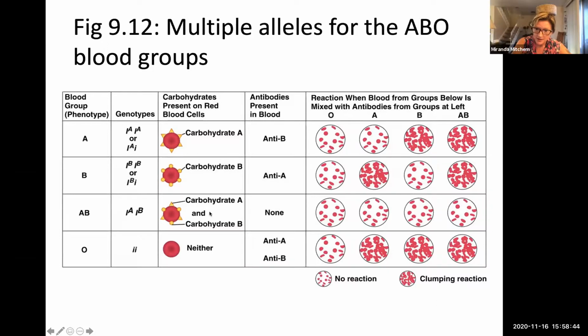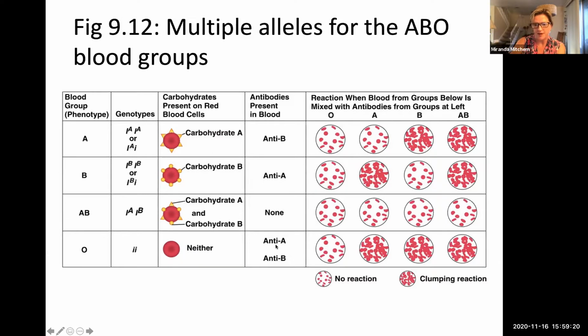So AB, look, there's no clumping reaction with anything. AB, universal recipient. They've learned how to deal with carbohydrate A and B, so they can get any blood type and not react. And then blood type O, well, there's nothing on the cell surface here. So the O is the universal donor, because there's nothing on the cell surface to cause a transfusion reaction with type O. Okay.